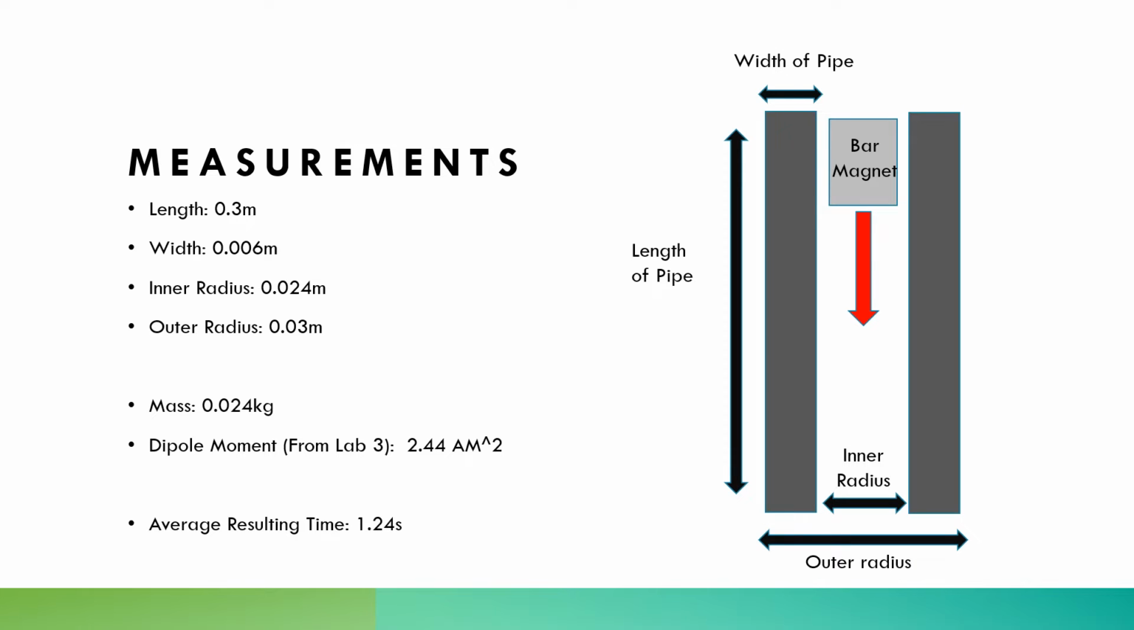These are the measurements I recorded from my pipe and bar magnet. As you can see to the left, you can find the length, width, inner radius, and outer radius of the pipe, and near the bottom you can find the mass and the dipole moment of the bar magnet. The dipole moment is gotten from lab 3 because that's the lab where we use the bar magnet. I conducted 5 trials and averaged the results from those trials, and I got an average time of about 1.24 seconds.